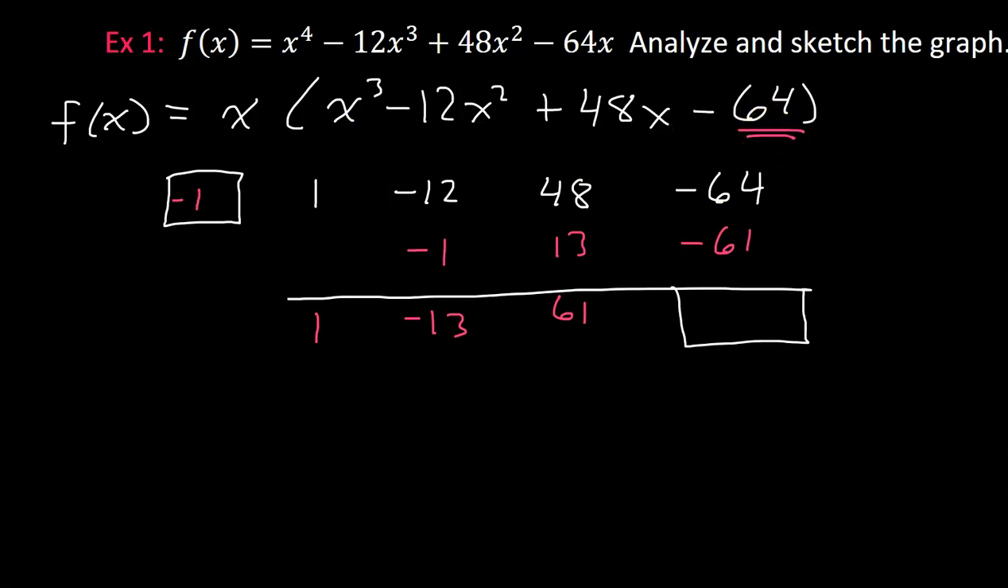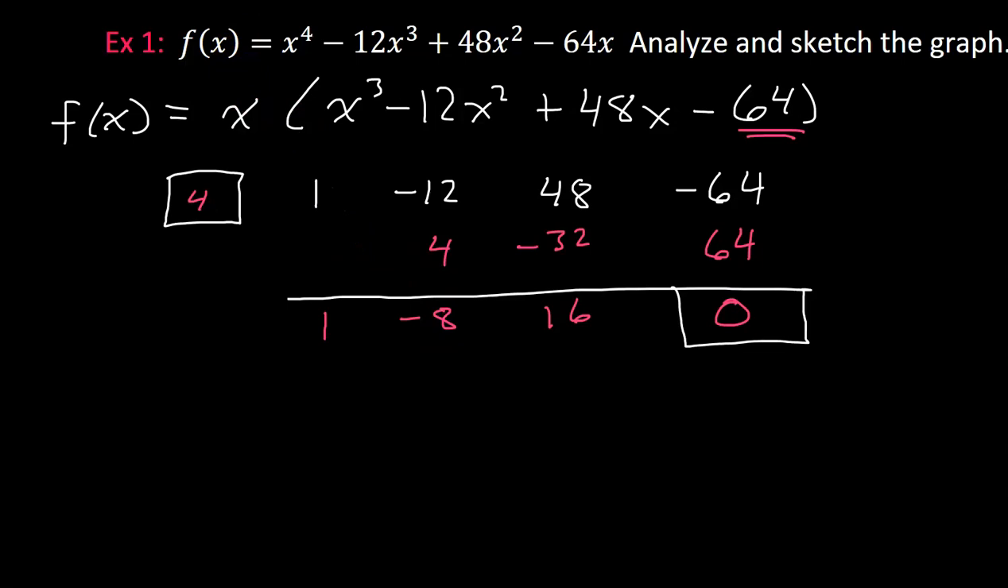But then finally, we would get to 4. We would try positive 4. And it would work like this. 1 times 4 is 4. So this is going to make negative 8. And then negative 8 times 4 is negative 32. So this is going to be 16. And 16 times 4 is 64. So finally we get our remainder of 0.